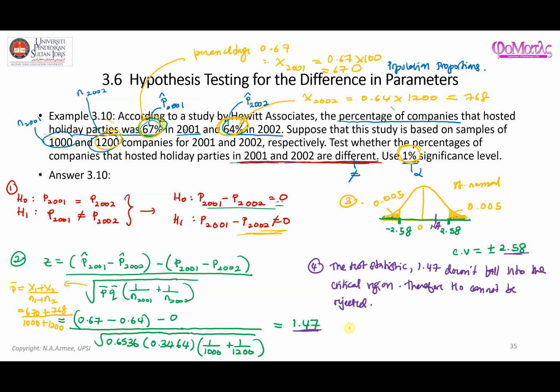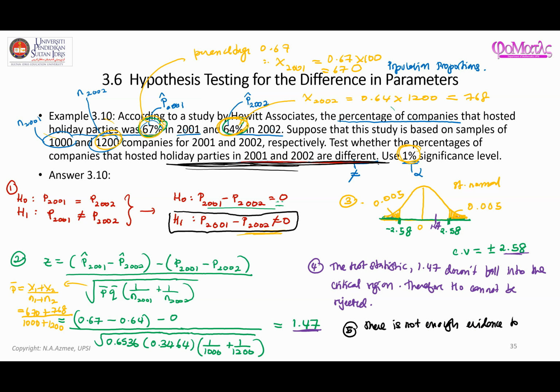Right, next we are going to conclude. And as I said earlier, whenever you want to conclude, you will always relate your conclusion with the alternative statement. And if you look at the example here, the alternative statement corresponds to this sentence here, where you can actually use this sentence whenever you write your conclusion. So here I'm going to say that there is not enough evidence to say that the percentages of companies that hosted holiday parties in 2001 and 2002 are different. Alright, so you can fill in the blanks here with this exact sentence here. So there is not enough evidence to say that the percentages of companies that hosted holiday parties in 2001 and 2002 are different. That's it.